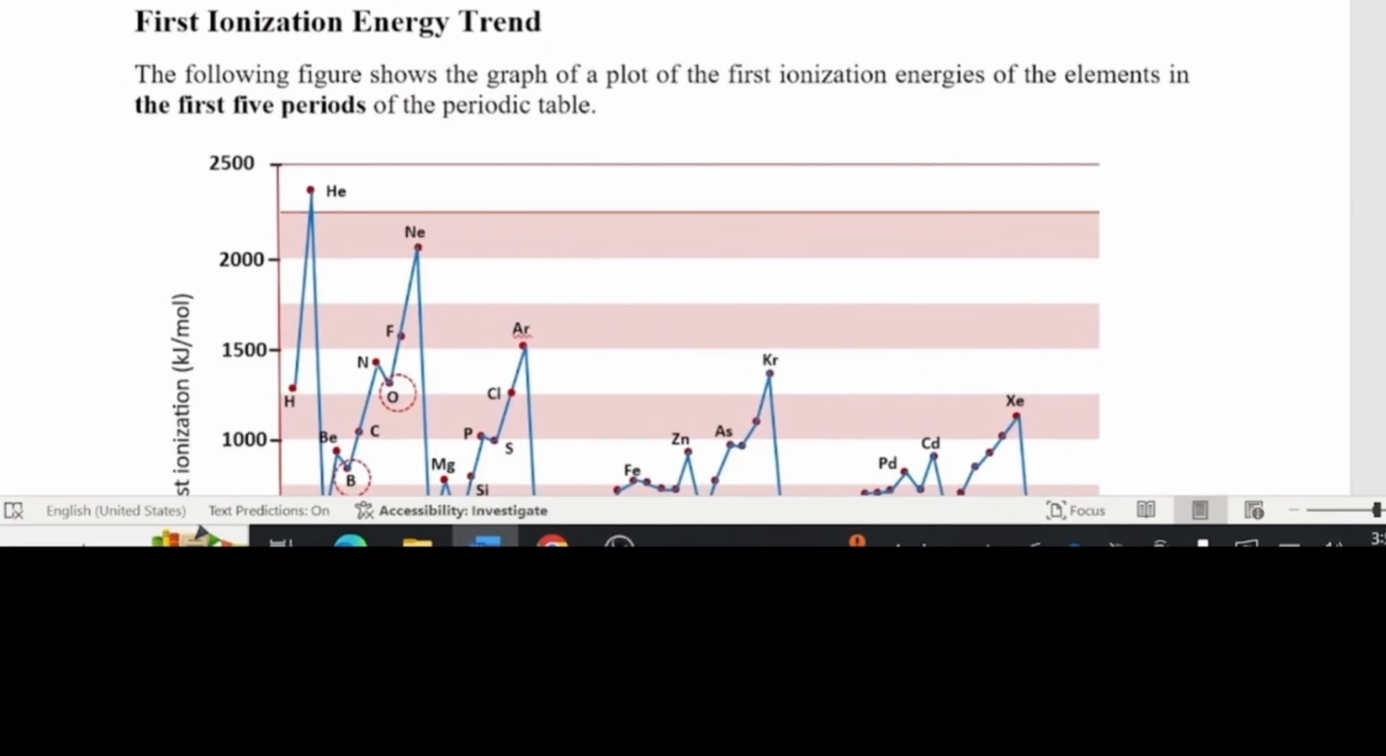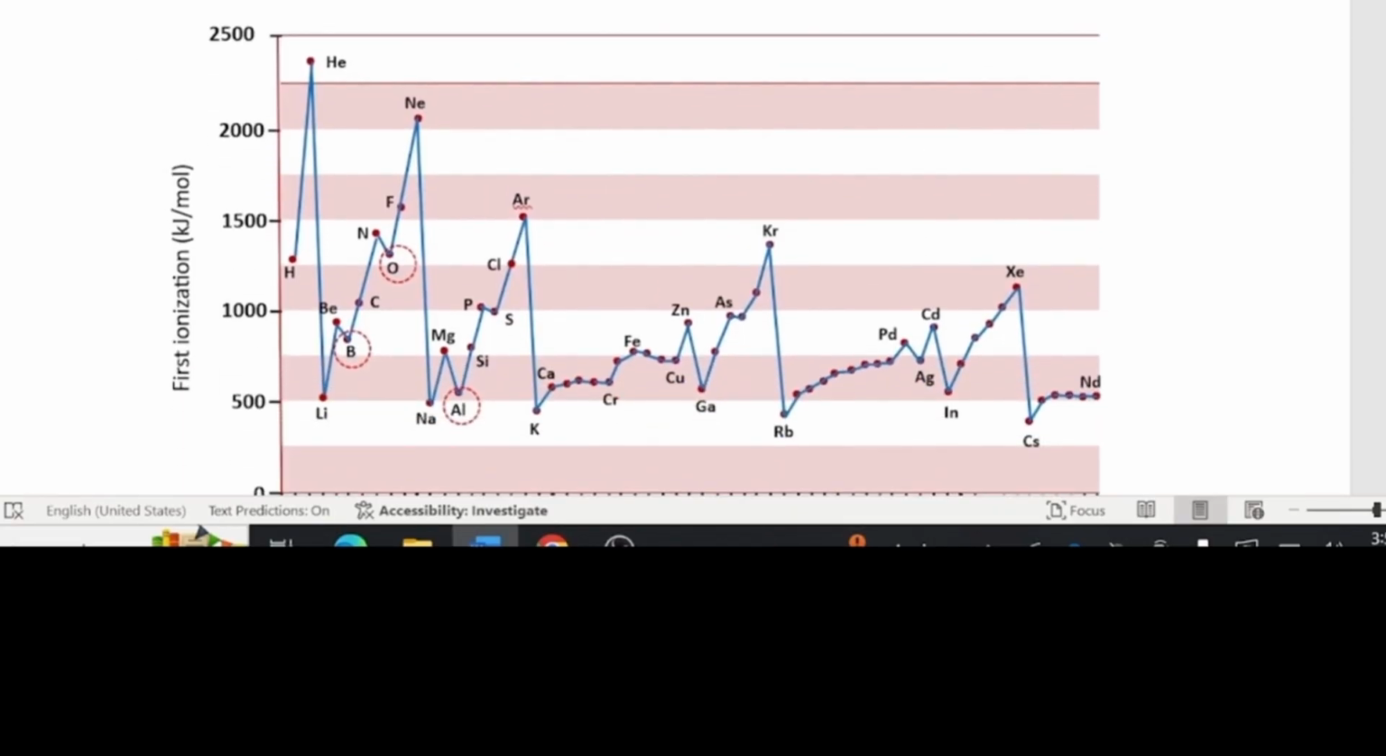Hi folks, in this tutorial we'll be looking at trends in the ionization energies of the elements of the first 5 periods of the periodic table, using graphs and atomic orbital diagrams to explain the regular trends and deviations from these trends. This graph that you see in here is a plot of the first ionization energies of the elements in the first 5 periods of the periodic table.